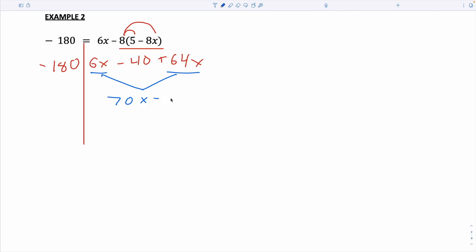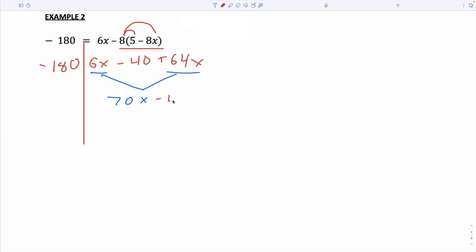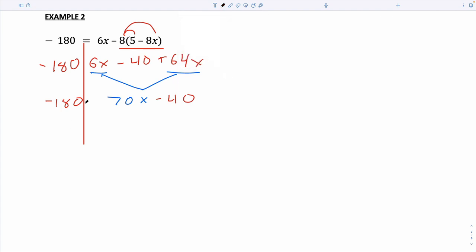Man, these are huge numbers. I don't like them. And bring down the 40. Bring down the negative 180. Okay. We have this 2-step equation left. Max, what's my next step? And how do I combine them? Yeah, because the 40 is negative, do the inverse.